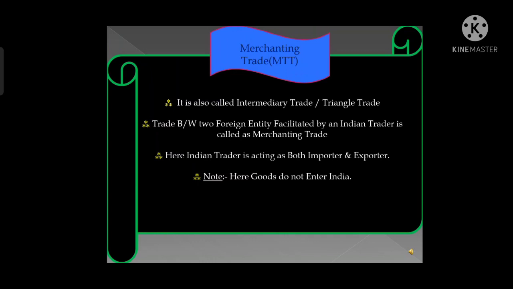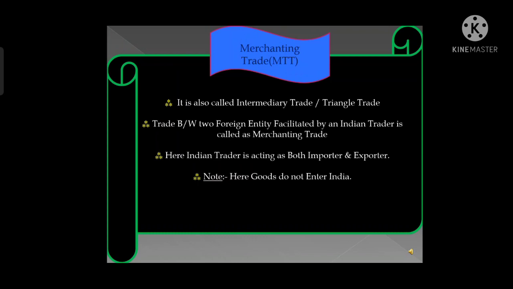Whenever the trade between two foreign entities is facilitated by an Indian trader, an Indian merchanter, or an Indian intermediary, then it will be called merchanting trade. Or in simple words, it is that intermediary trade transaction between an overseas buyer and an overseas supplier which takes place through a merchant trader. That is called merchanting trade, right?